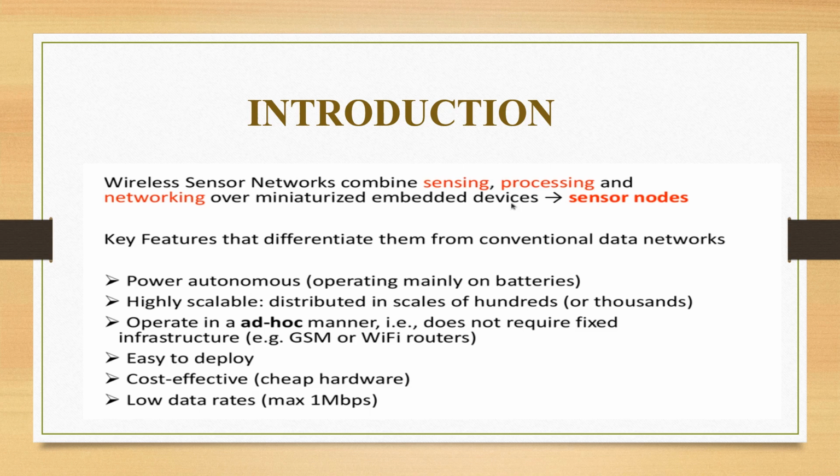So finally, I could say wireless sensor networks combine sensing, processing, and networking over miniaturized embedded devices called sensor nodes. There are a few features that differentiate them from conventional data networks. Mainly, they operate on batteries, and they could be distributed at large scales. They could operate in an ad hoc manner, which we call an infrastructure-free manner. They are easy to deploy. The hardware is available cheap. They can operate mainly at lower data rates. So these are the main key features that differentiate WSN from conventional data networks.